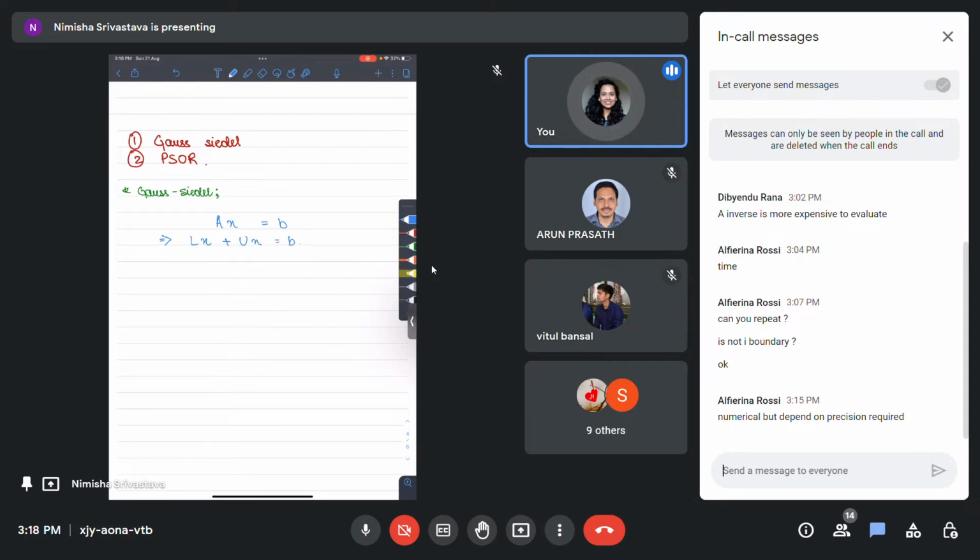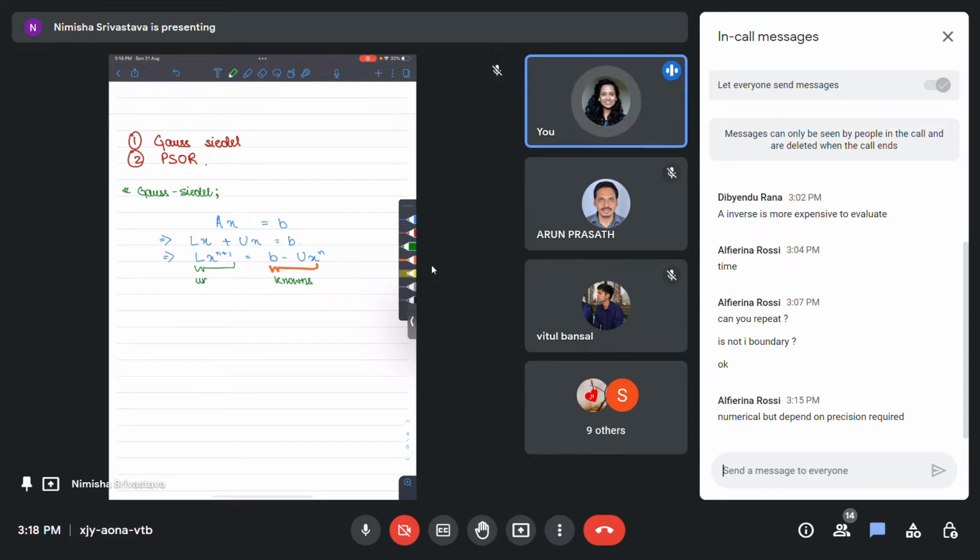Then what do I do? Since I'm using an iterative technique, I'm going to attach my L with x^(n+1). Okay, this is at my future time step, the time step at which I'm trying to compute this x, is equal to b minus U x^n. So these are the knowns and this is the unknown.